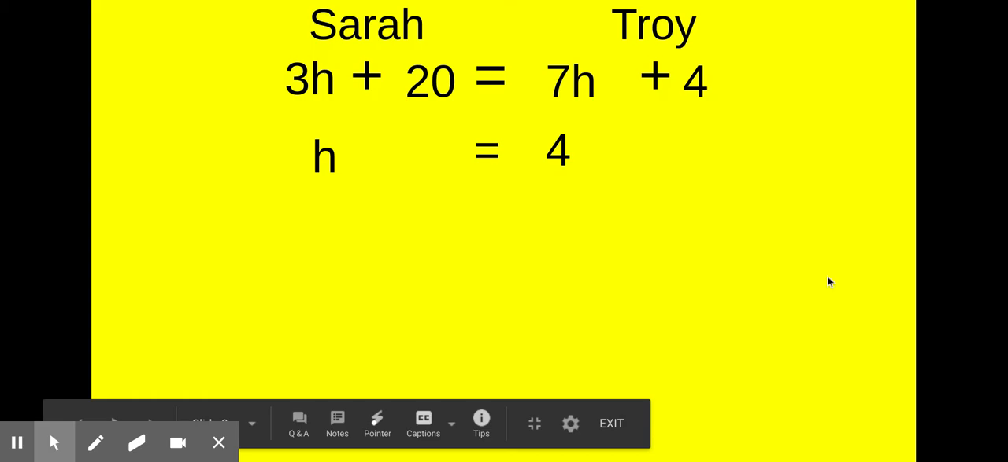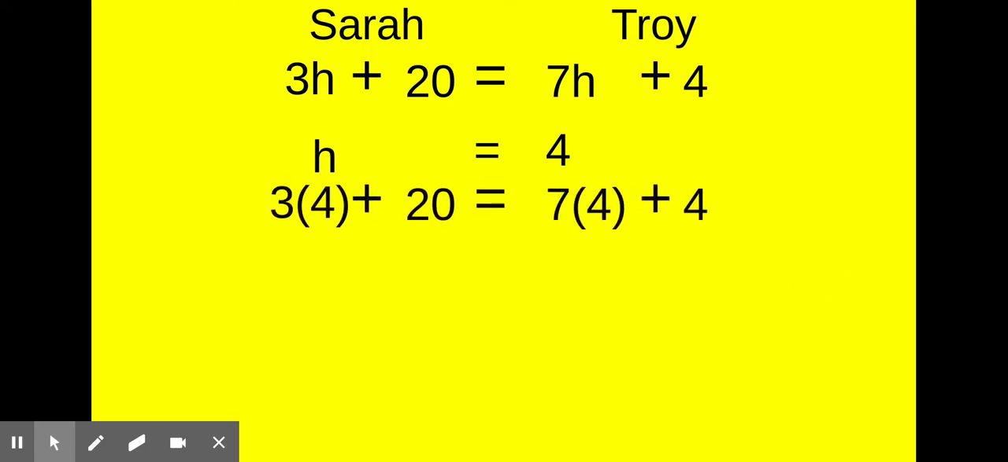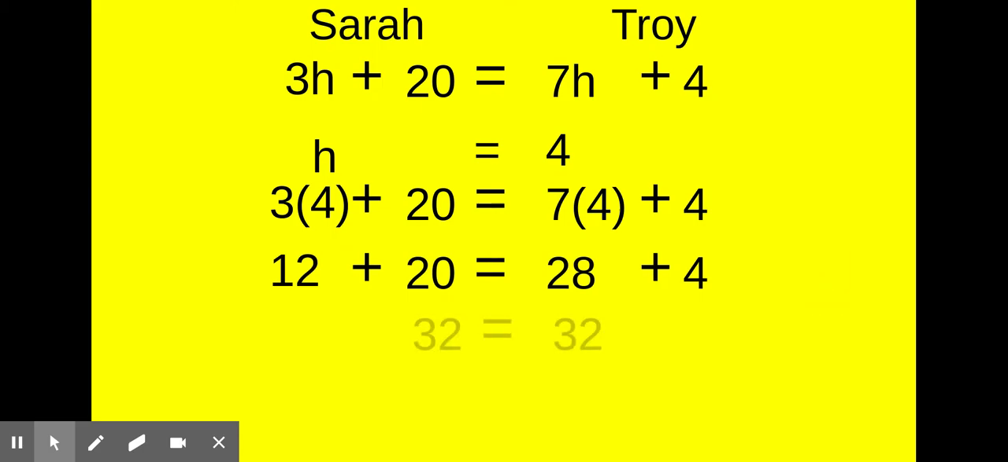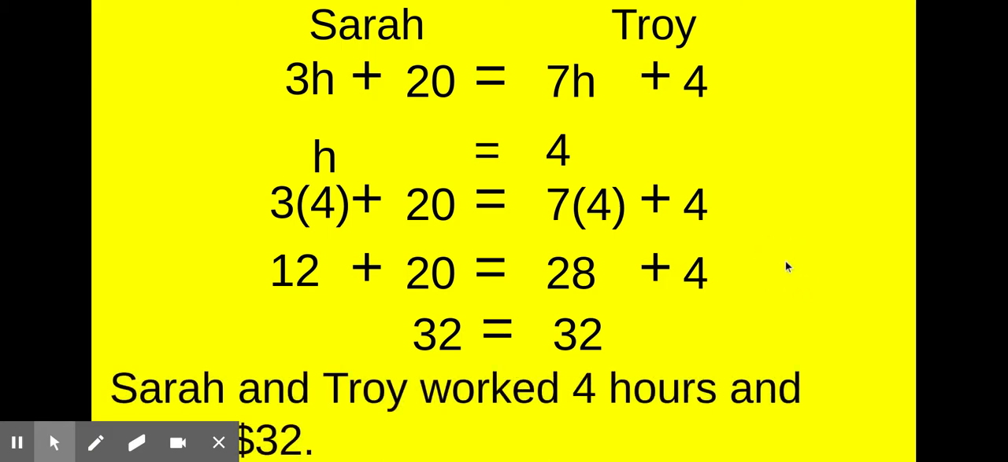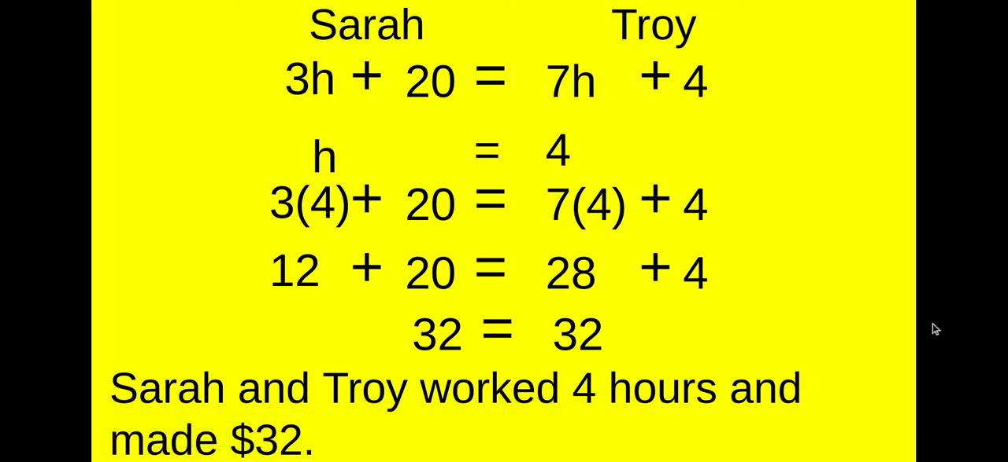So I'm going to jump a little bit. I'm going to take those two equations again. 3h plus 20, 7h plus 4, and I know that h equals 4. So if I plug that h in, I get 3 times 4 plus 20, and on the other side, I get 7 times 4 plus 4. Just start doing the math. I get 12 plus 20. Other side, I get 28 plus 4. And I get 32 equals 32. And now I know that Sarah and Troy worked 4 hours and made $32. So that's what I'm looking for when I put it all together.